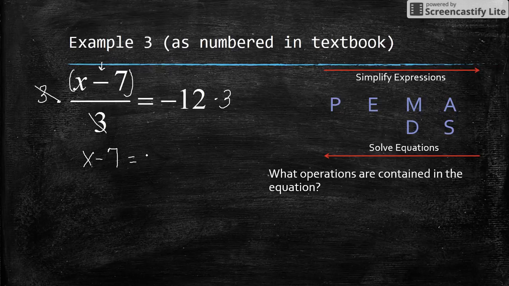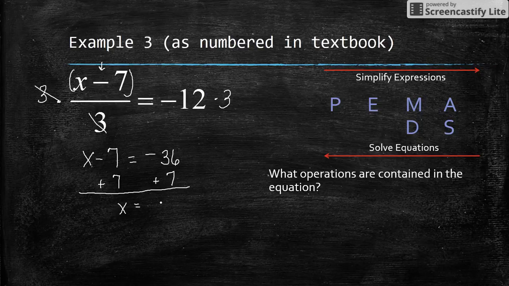So we have negative 12 times 3. Negative times positive is negative. 12 times 3 is 36. Now I just have my x being subtracted, 7 being subtracted from x, pardon me. So how do I undo a minus 7? I'm going to add 7 to both sides. And that was the part that was in the parentheses, so that's why it's okay to do that last. In fact, that's what we're supposed to do.